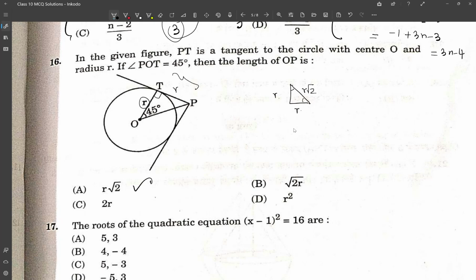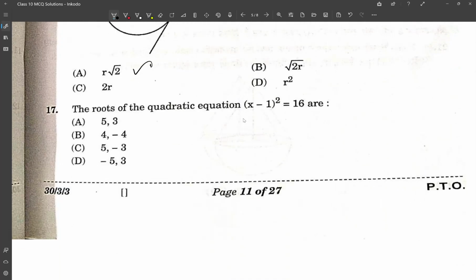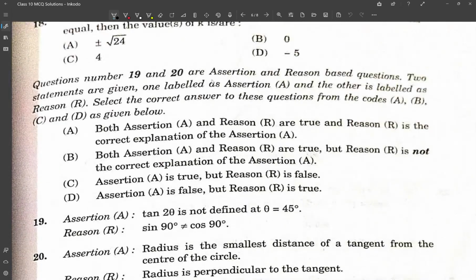Moving on to the next question. The roots of the quadratic equation are, so x minus 1 is equal to plus or minus 4. x is equal to 1 plus 4. The other answer is 1 minus 4. So the answer is 5 comma minus 3. So option C is the correct answer. On to the next question.